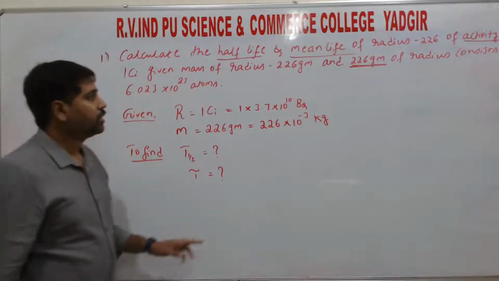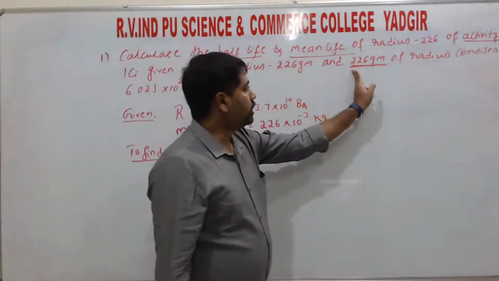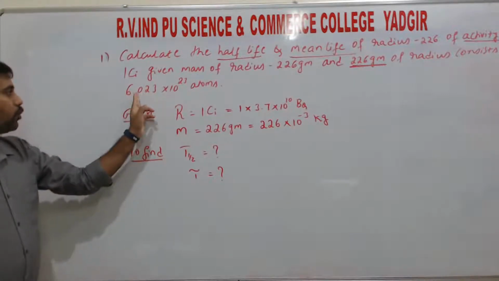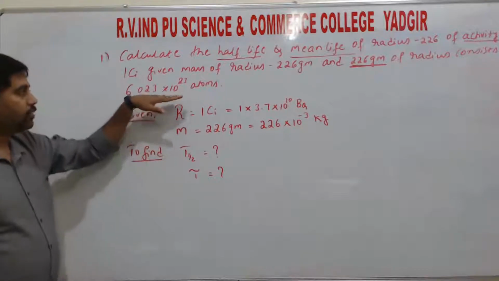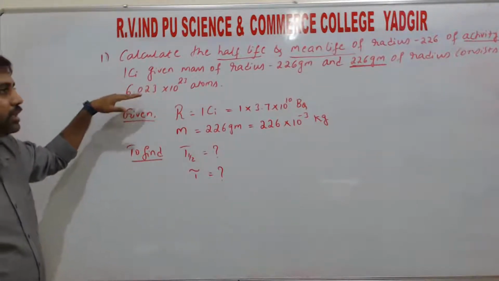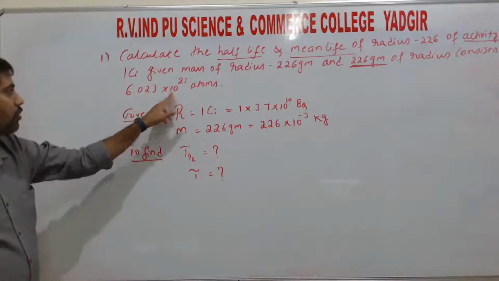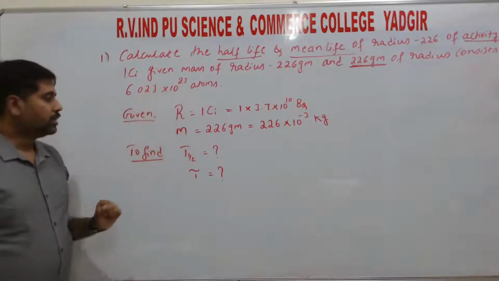Here they given the mass of radium, 226 gram, consists of how many atoms? That is 6.023 into 10 to the power of 23. This is from Avogadro's principle. As you already studied in chemistry, this is the Avogadro number, 6.023 into 10 to the power of 23, right?